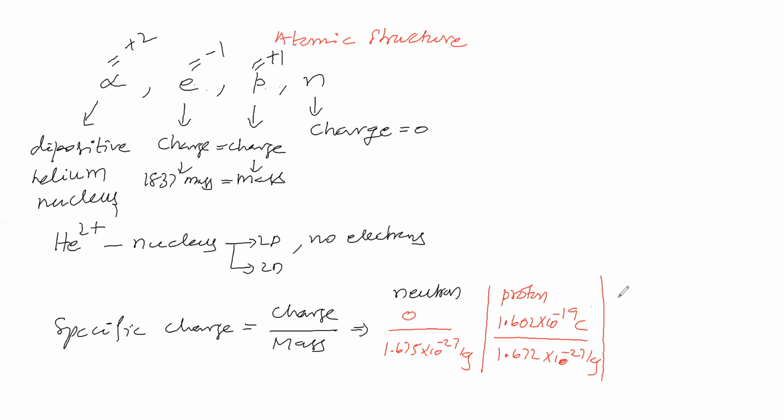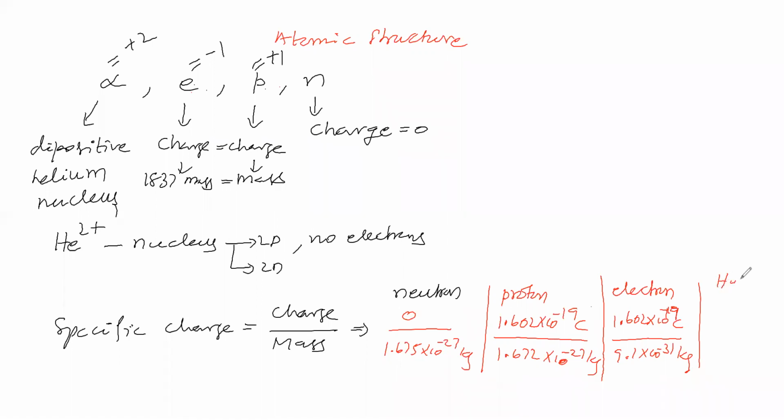Then we will see specific charge of electron. Charge of electron we substitute in the numerator, 1.602 into 10 to the power of minus 19 coulomb. It is a negatively charged particle. By mass of electron, 9.1 into 10 to the power of minus 31 kilogram.